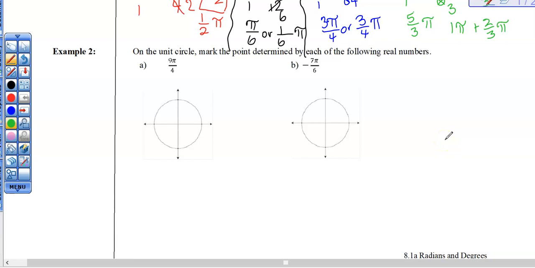On the unit circle, mark the point determined by each of the following real numbers: 9 pi over 4 and negative 7 pi over 6.